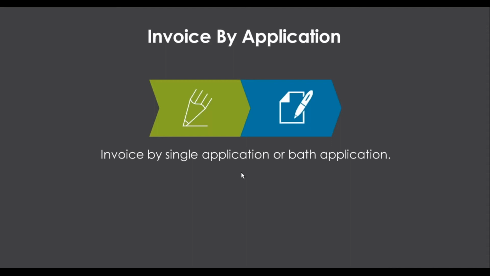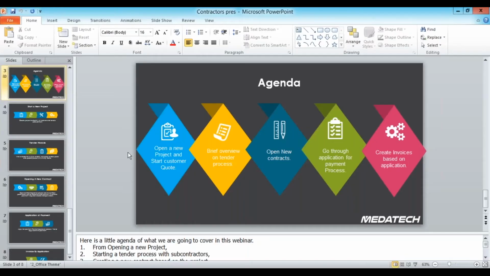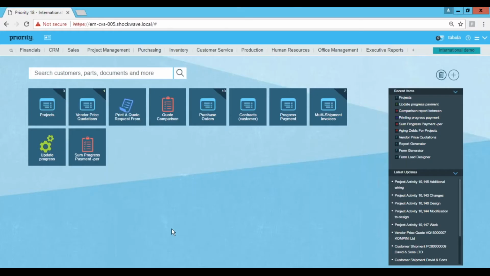Okay. So if we then switch to Priority for now, this is the main page of Priority that, if you are not a customer already, you might not know. If you are a customer already, this is the main page. At the top, we have all the menu, and here we have preferred items that I've added to my home page.